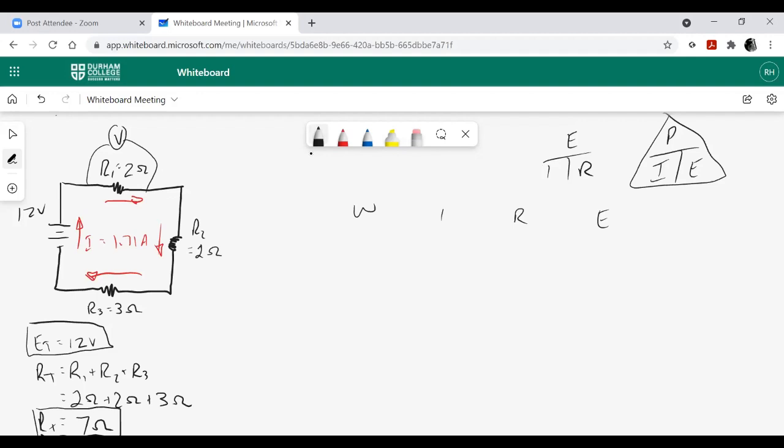This is actually P for power, but PIRE doesn't spell anything. So WIRE is easy to remember. Watts for power, I for current, R for resistance, E for voltage. Okay, easy enough.